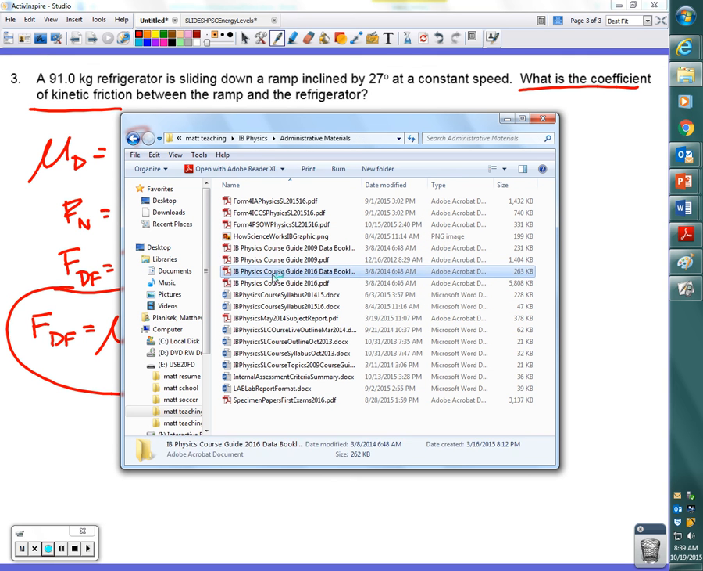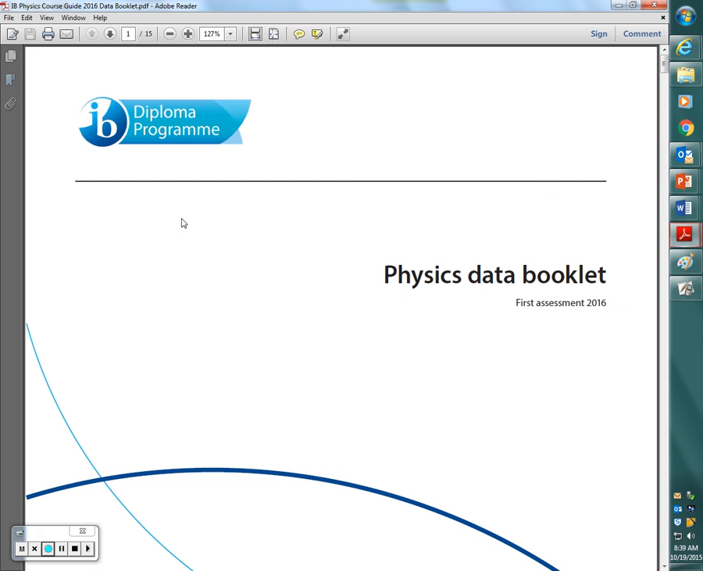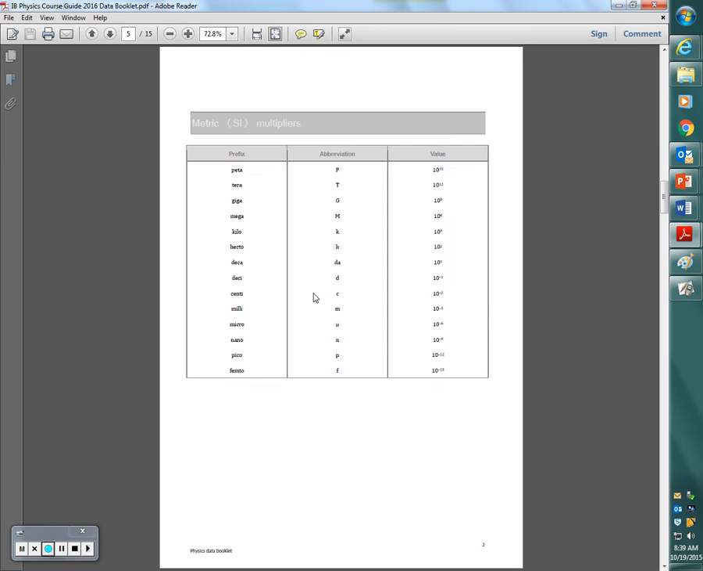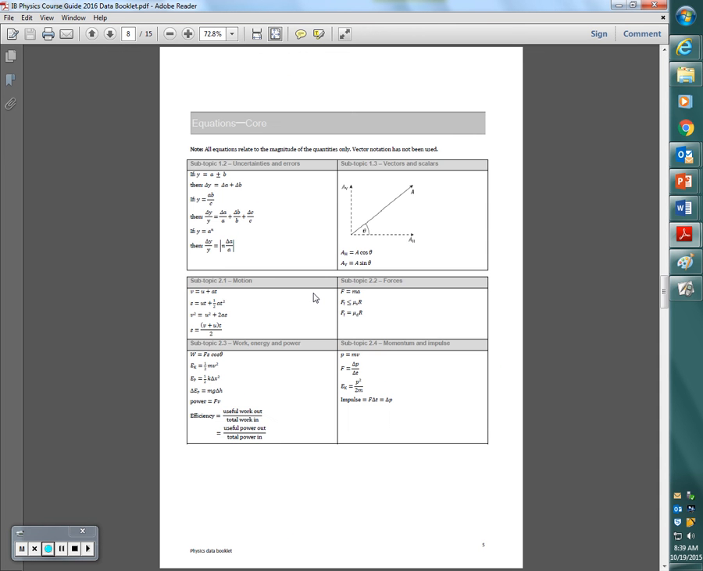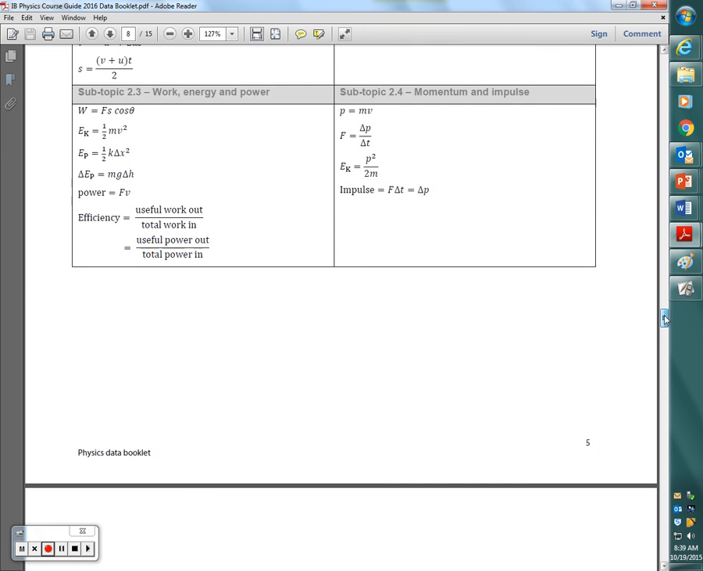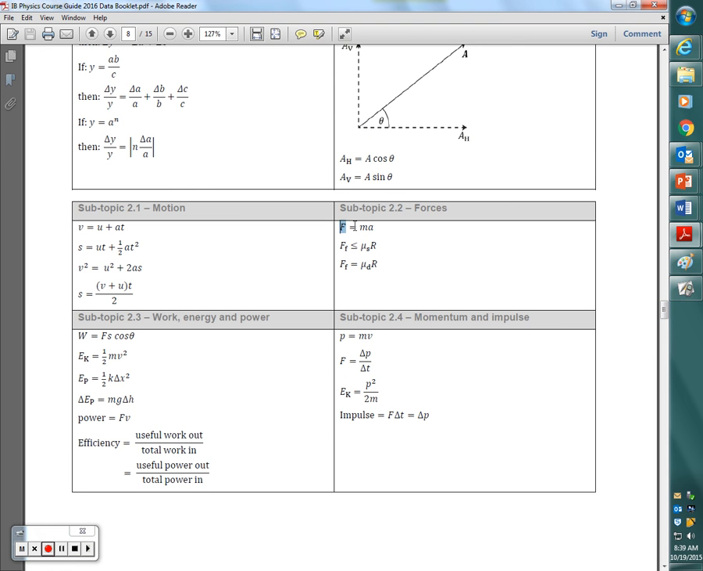Okay, so in your physics data booklet, if you go to page 5, that's where the equations start. So we're in subtopic 2.2. And it has F equals ma, so that's Newton's second law, right?